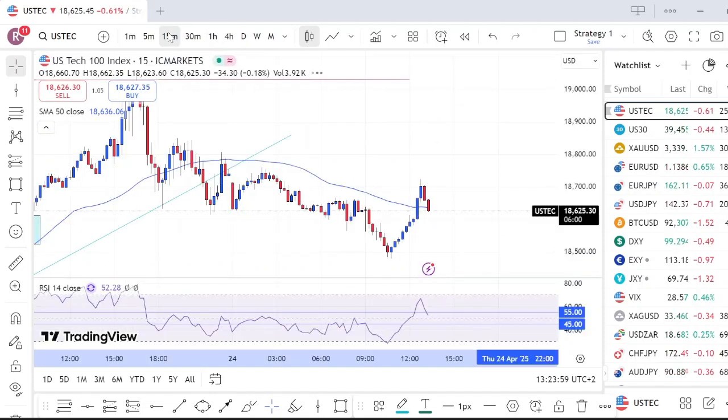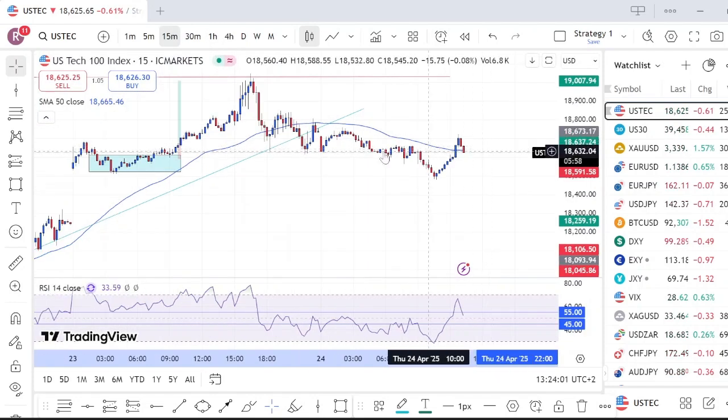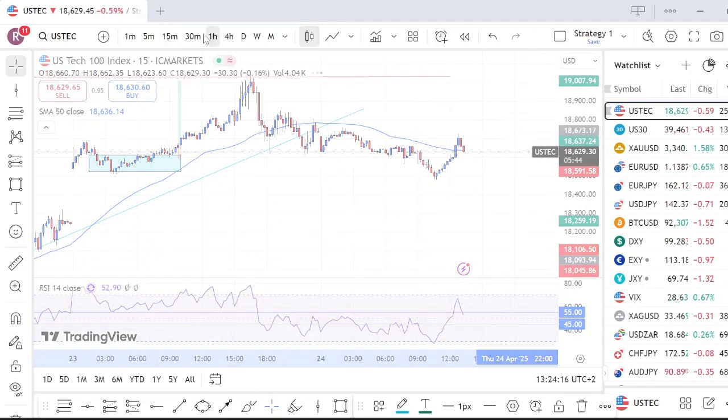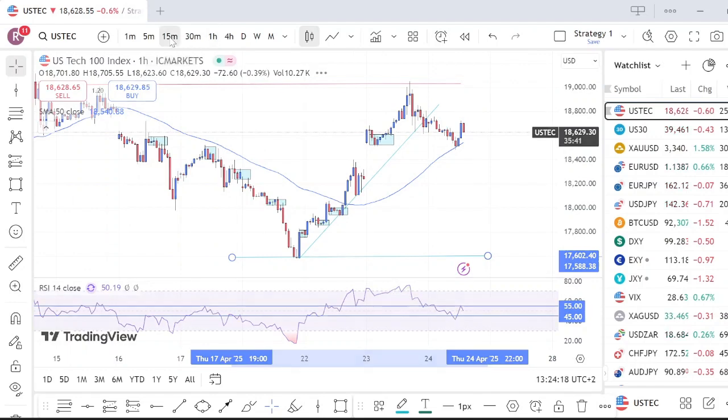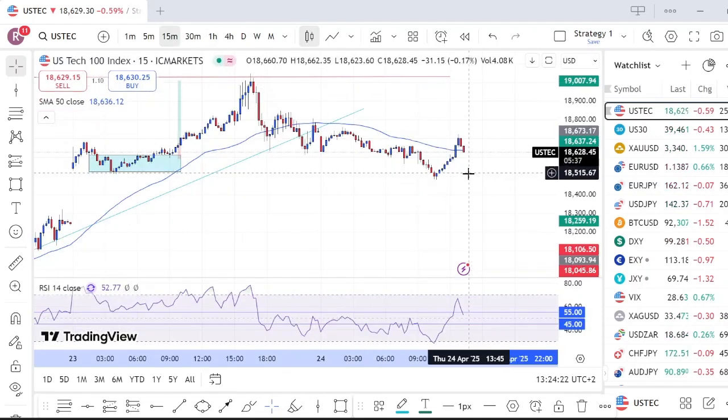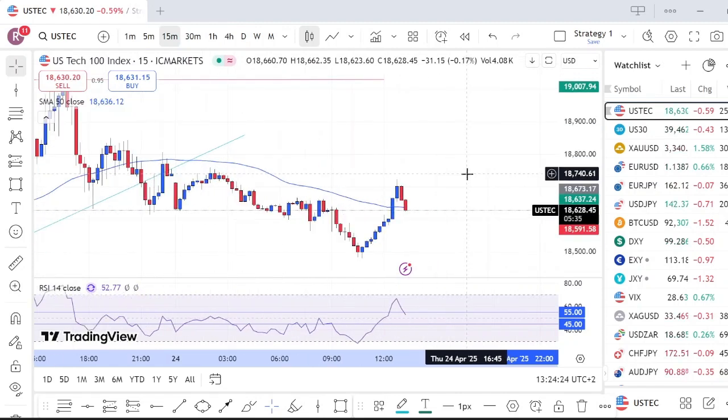However, if you come into the 15-minute, we are trading very much upon that 50 SMA at the moment, with the RSI kind of bouncing quite far between our level of retracement. So that being said, because there's no correlation between the 1-hour and the 15-minute at the moment, I'm very much just going to stay out of this market.